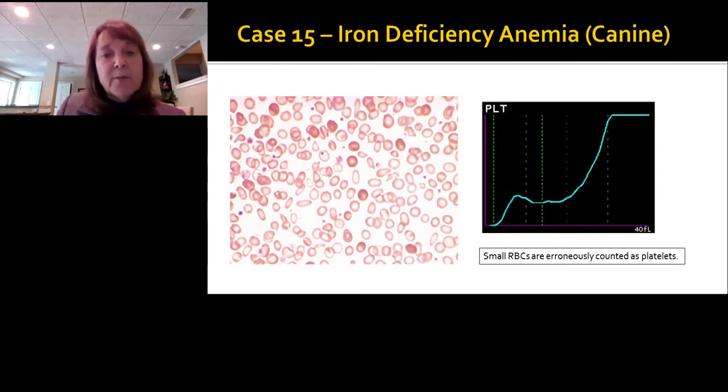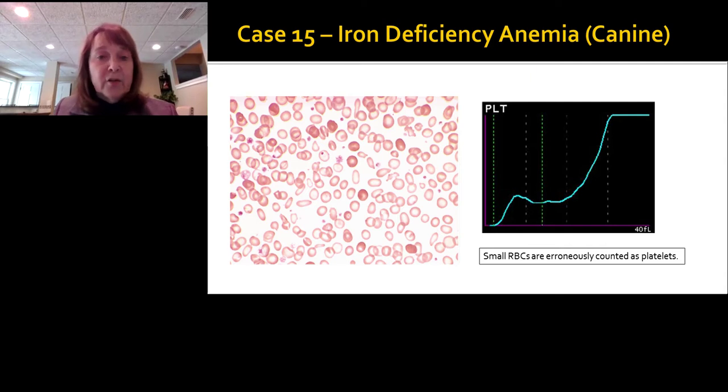I do see hyperchromic cells. And just as we've looked at a couple times, I see that the platelet count fails to return to baseline. And I will likely have to look at my platelet count to make sure I'm reporting an accurate level.